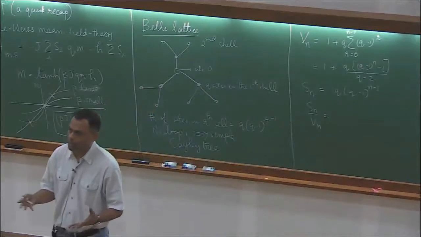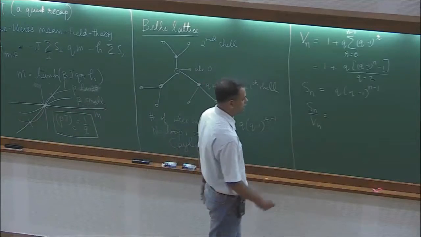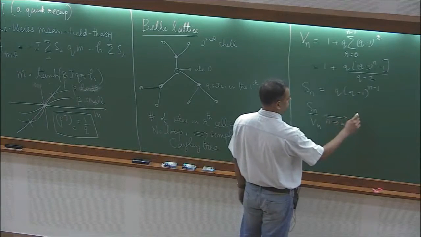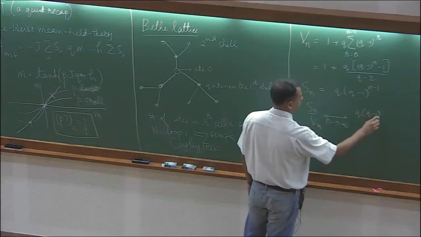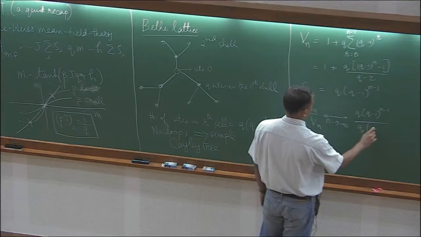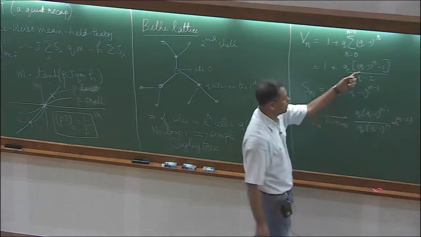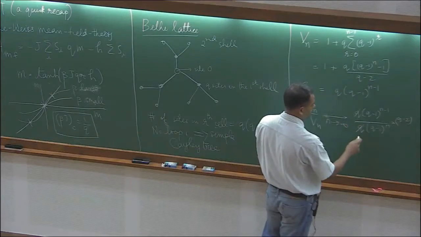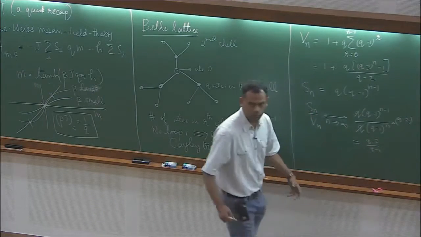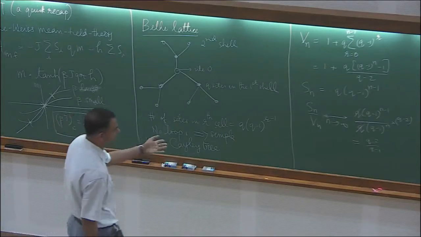I ask in my Cayley tree, how many particles live on the surface as opposed to the bulk? So I take my ratio Sn by Vn in the limit n is large. This term dominates, and what you get is a finite fraction. So most of my sites live on the surface of the Bethe lattice, of the Cayley tree.